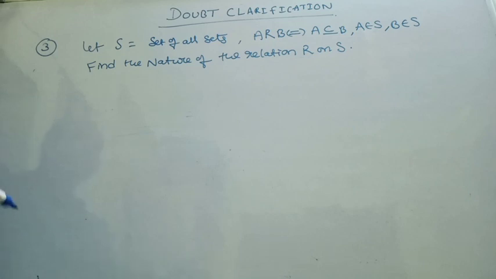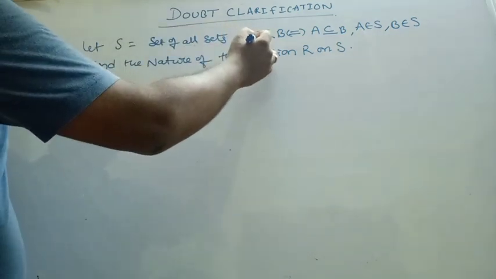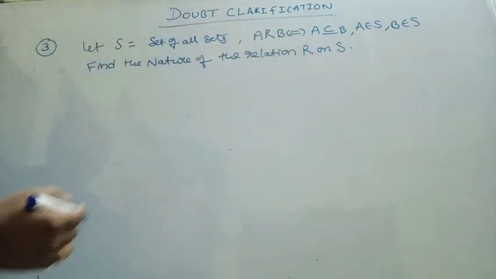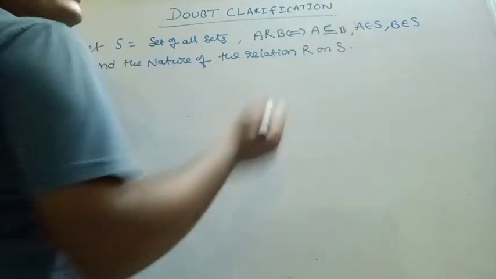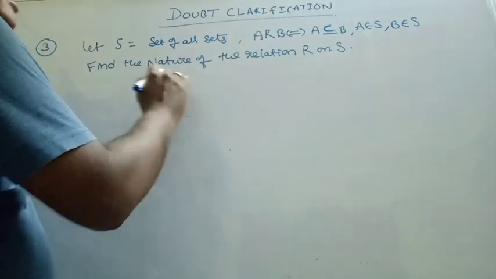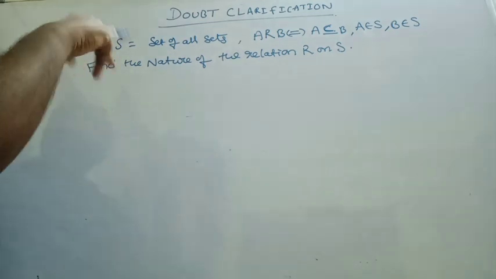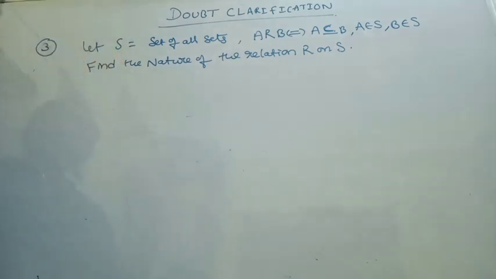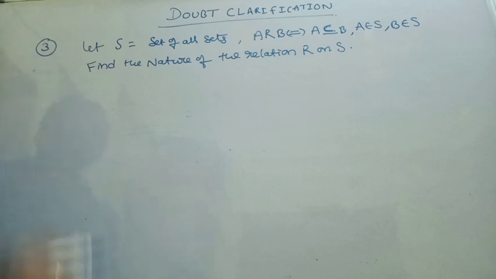Now see, my dear students, this problem. Let S be the set of all sets in mathematics. They define the relation R as follows: A and B are 2 sets, A related to B means A is a subset of or equal to B, where A belongs to S and B belongs to S. Find the nature of the relation R on S. That means we need to find whether this relation R is reflexive, symmetric, transitive or anti-symmetric, whether it is an equivalence relation or a partial ordered relation. We need to check here.